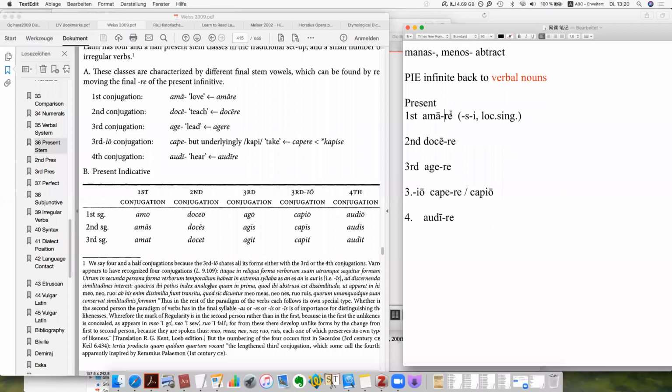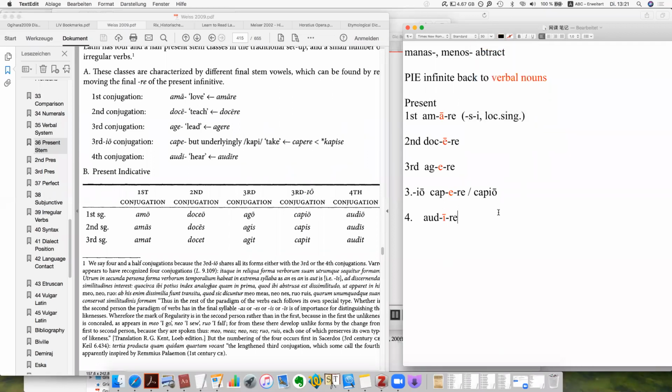Okay, so this -re is not relevant. So what is important is actually here. So today we are going to explain why we have such different forms. This is what we are going to explain today. First, the part for the present.